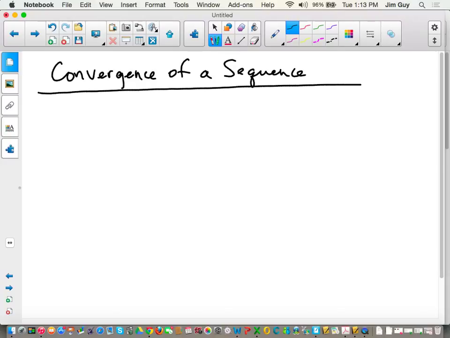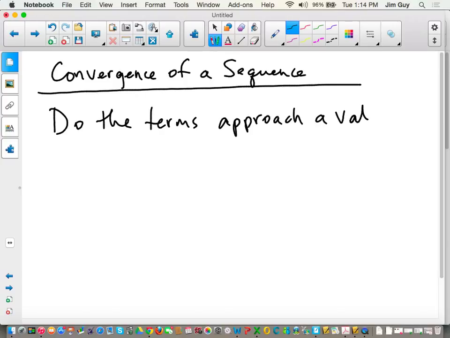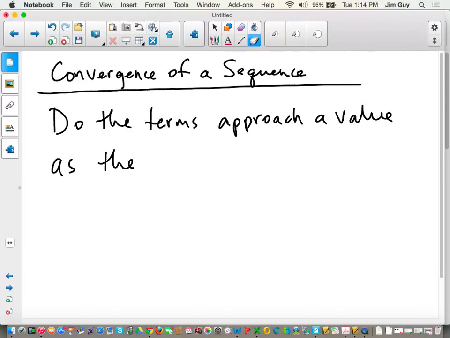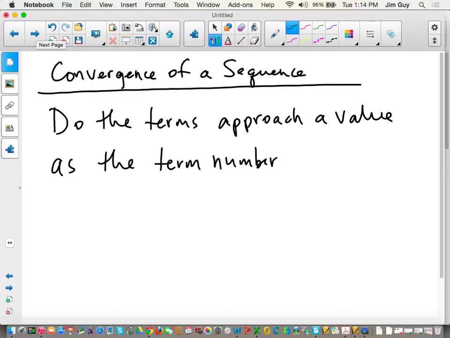So when we're trying to establish whether or not a sequence converges, really the question we're asking is: do the terms approach a value as the term number approaches infinity?